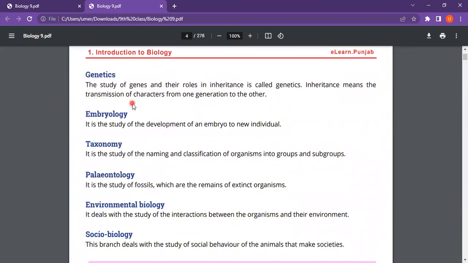Genetics. The study of genes and their roles in inheritance is called genetics. Inheritance means the transmission of characters from one generation to the other. Embryology. It is the study of the development of an embryo into a new individual. Taxonomy. It is the study of the naming and classification of organisms into groups and subgroups.